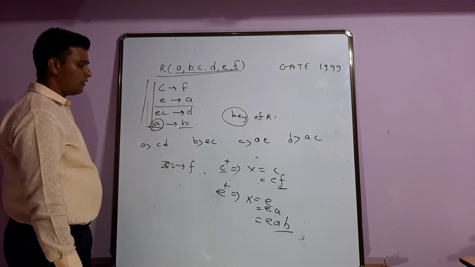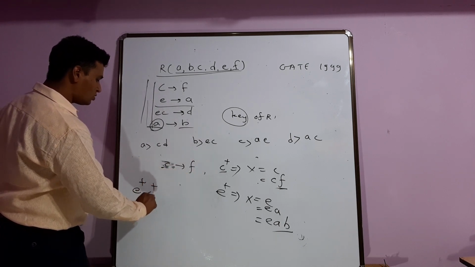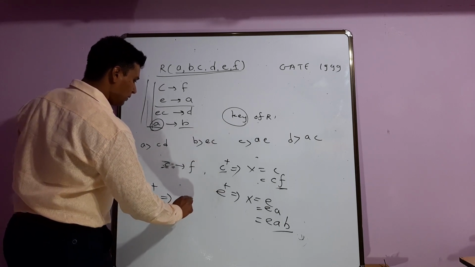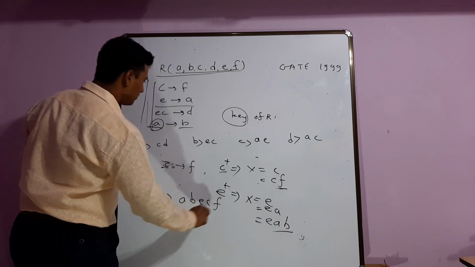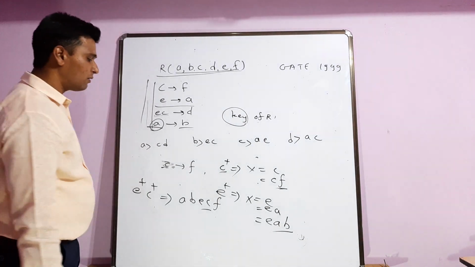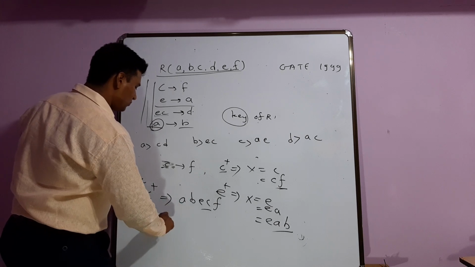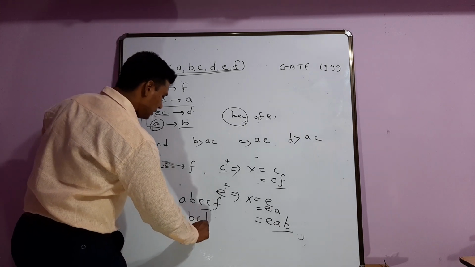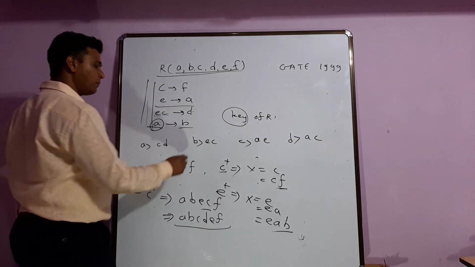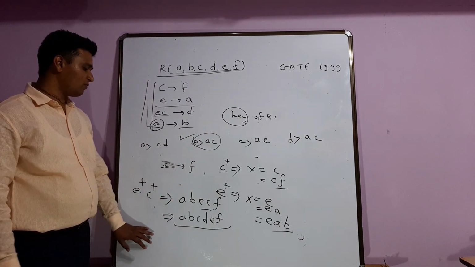Now if we add E closure plus C closure, what do you get? You get A, B, E, C, F. Now you have EC, and EC determines D, so you can add D also. So you get A, B, C, D, E, F. So the key must be E and C. The option should be B. So EC is the correct option for finding the primary key.